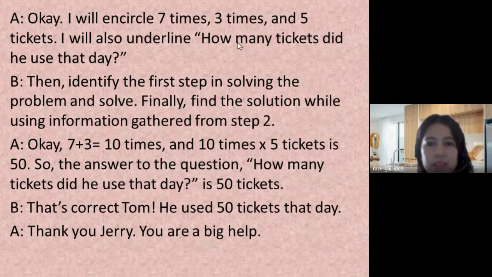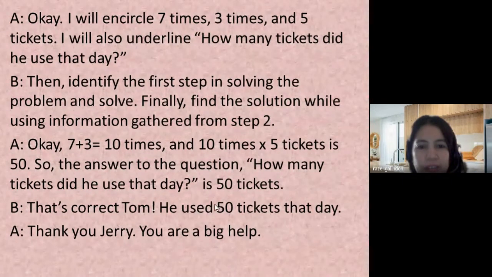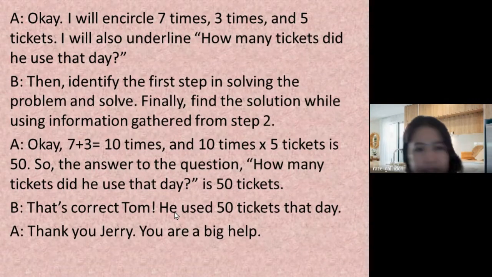Declarative. Okay, it's declarative. So the answer to the question, how many tickets did you use that day, is 50 tickets. That is also declarative. Okay, the second to the last line: That's correct, Tom. You used 50 tickets that day. So do we have an imperative sentence there?